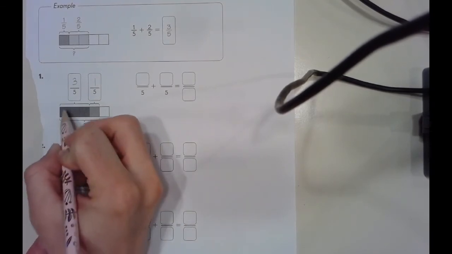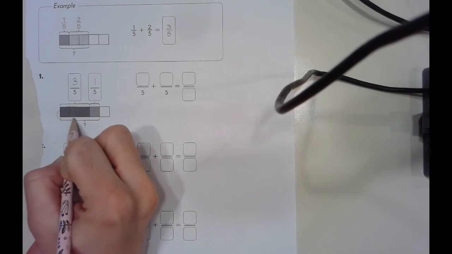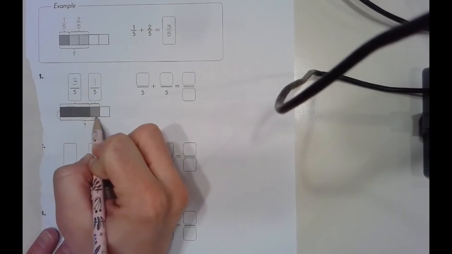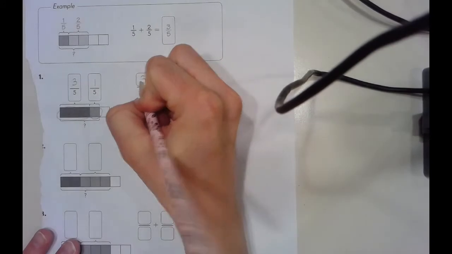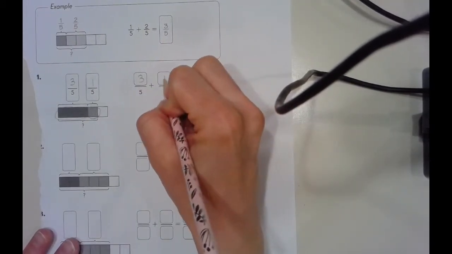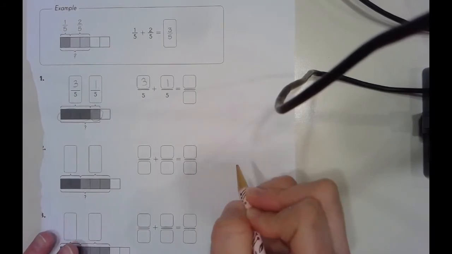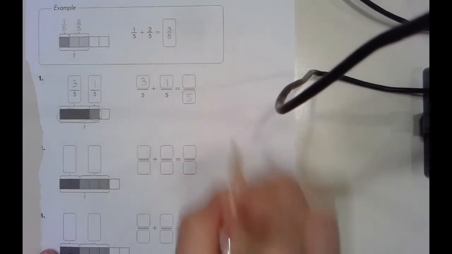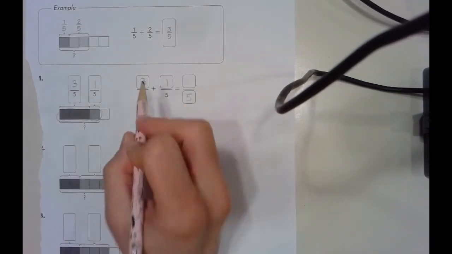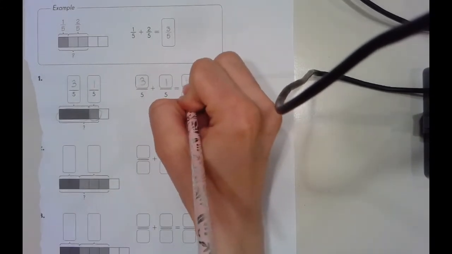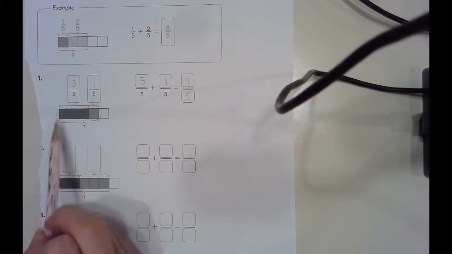So they're asking, if you combine the part of the candy bar that one friend ate and the other friend ate, how much of the candy bar did they eat all together? And we can add them. We can add 3/5 plus 1/5. And remember, we're not changing the total number of parts that are in the whole. So we still have fifths, 5 parts altogether. 3 plus 1 equals 4. 4/5 of the candy bar has been eaten altogether by the friends.